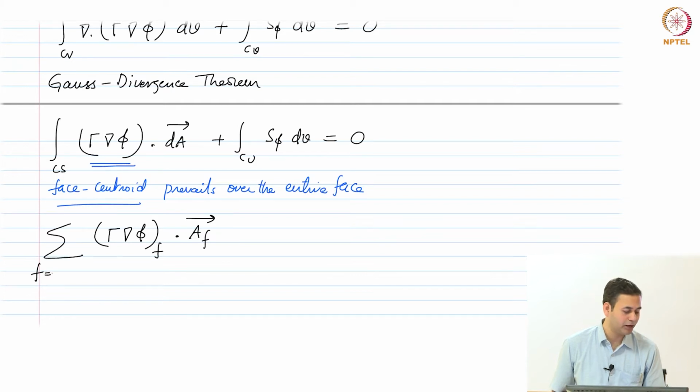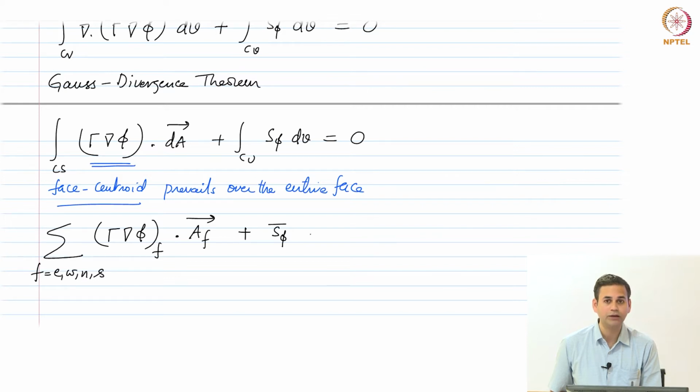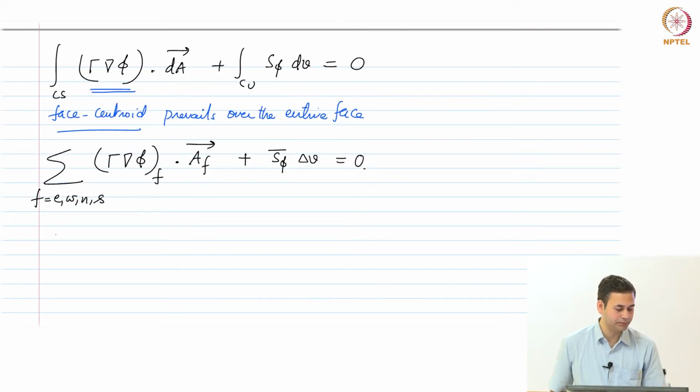Now, what are the faces that we have? f goes over little east, west, north and south. So, we have these 4 faces, plus we have already said that S phi has to be evaluated for the entire cell. We need to calculate what is S phi dV, and if we assume that the value of S phi at the cell centroid prevails over the entire cell, then this can be written as some average value S phi bar, calculated at the cell centroid, times delta V, equals 0. Each of these subscripts f here would change over east, west, north, south.